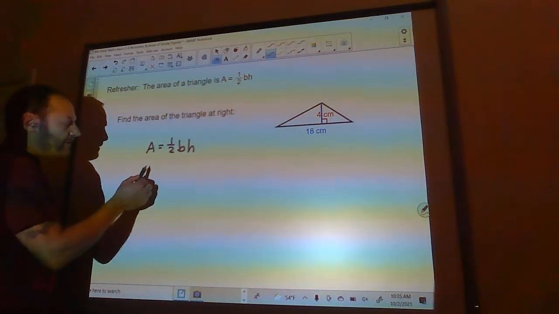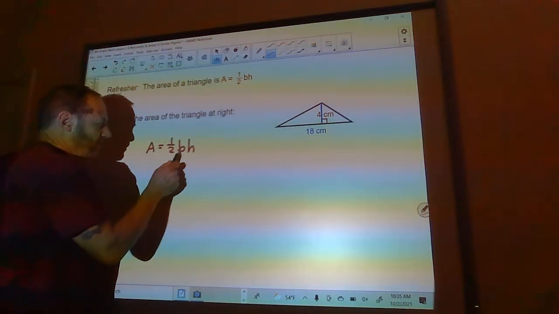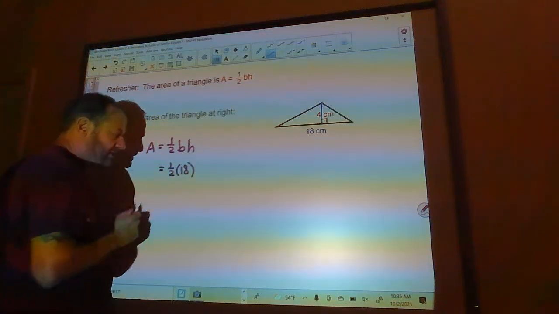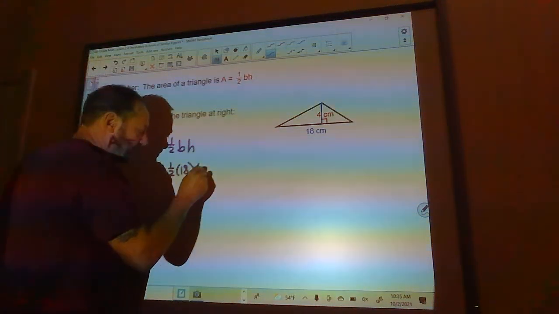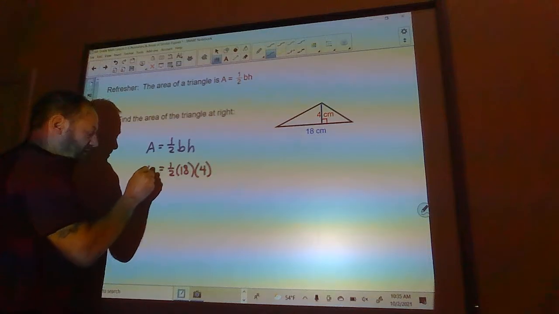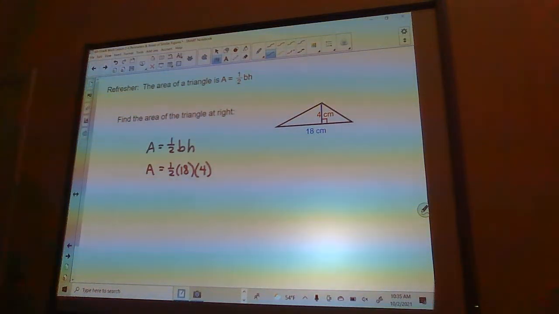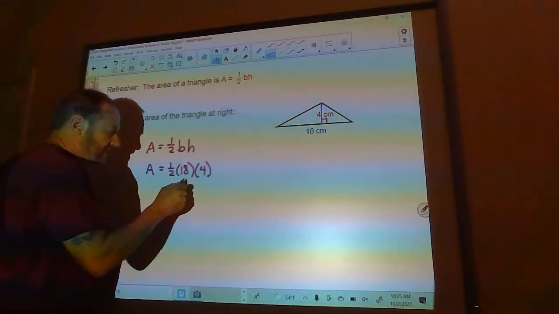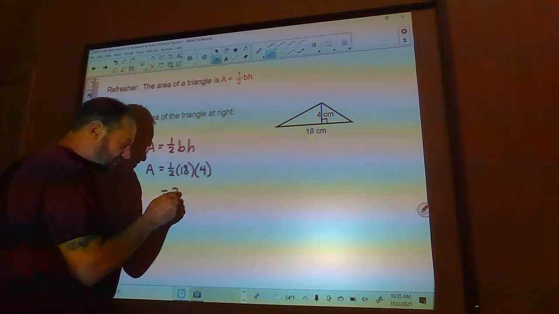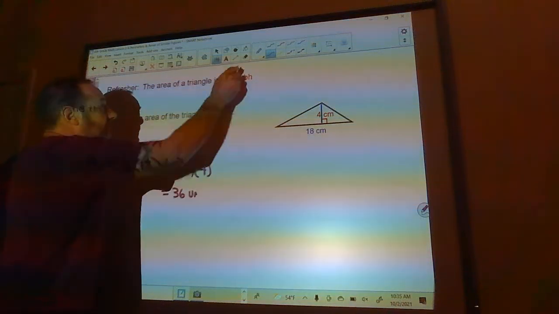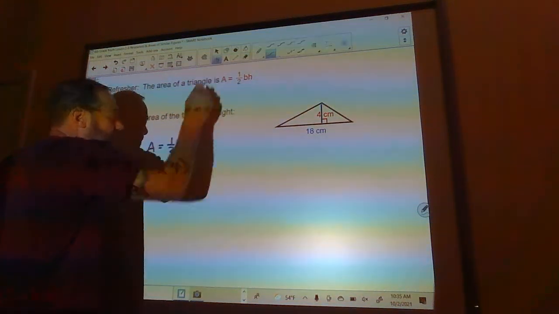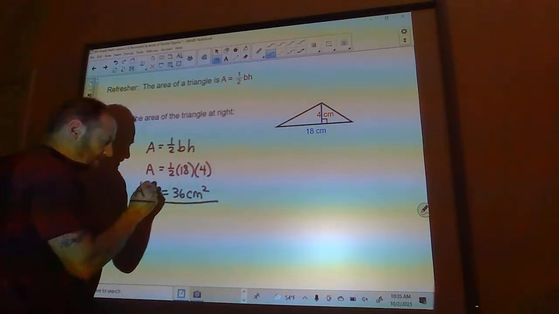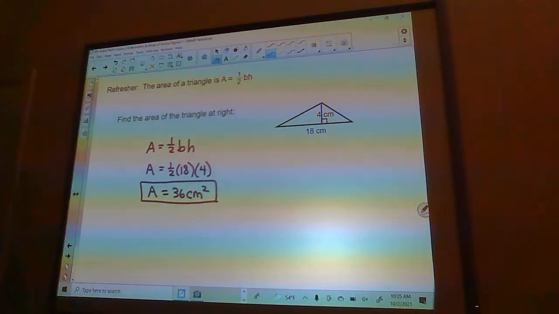That's what it's for. Okay, if you know the formula, it tells you, oh, the base goes here. I know the base. The base is 18, so it goes right there. Oh, the height goes here. I know the height. It goes right there, so I must be figuring out the area because that's the one thing that I don't know here. Okay, and half of 18 is 9, and 9 times 4 is 36. This is in centimeters, so this would be 36 square centimeters. Okay, here's the area of my triangle.